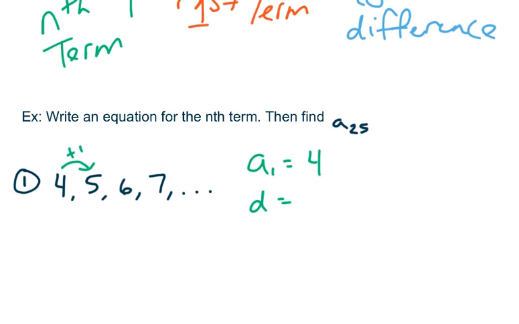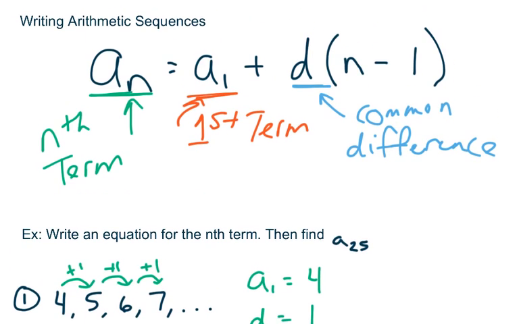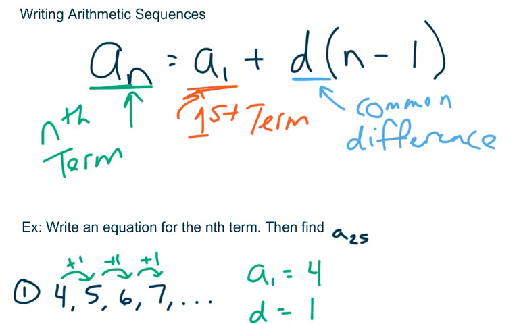Well, this is plus 1. And to go from 5 to 6, also plus 1. From 6 to 7, plus 1 again. The common difference here is 1. Okay, so once we know the first term and the common difference, all we need to do is plug everything into our equation.